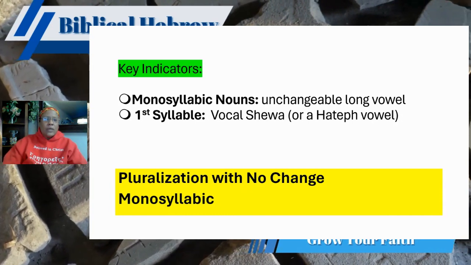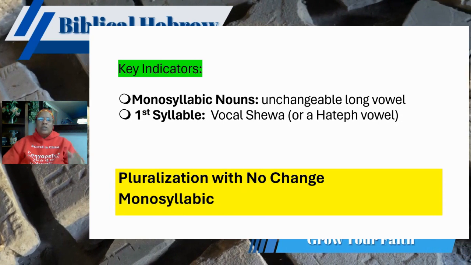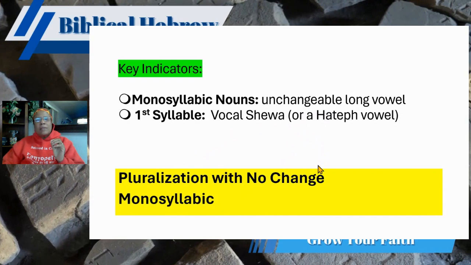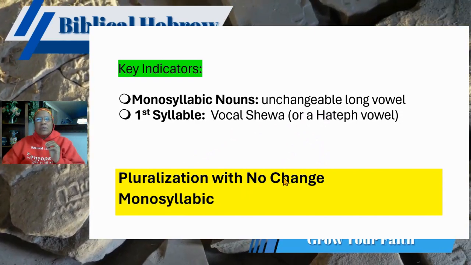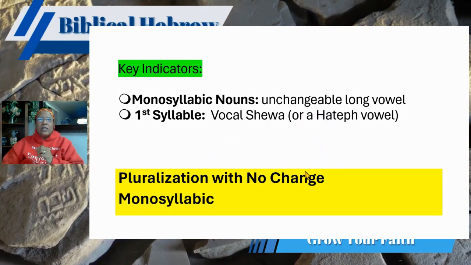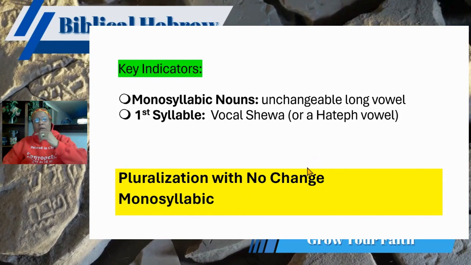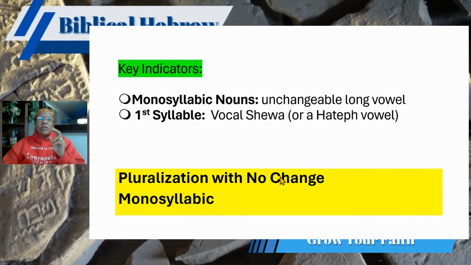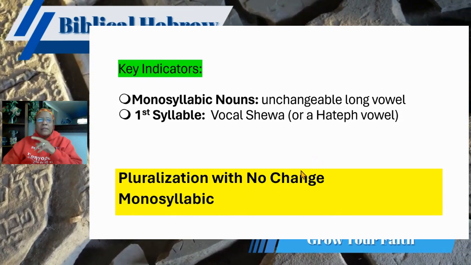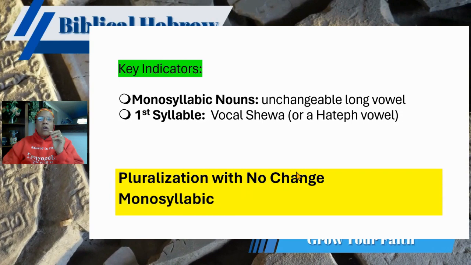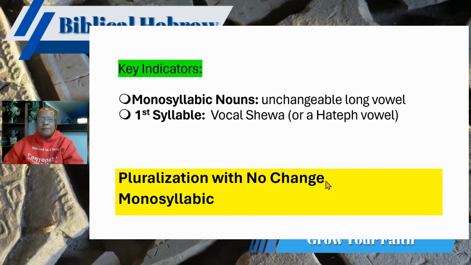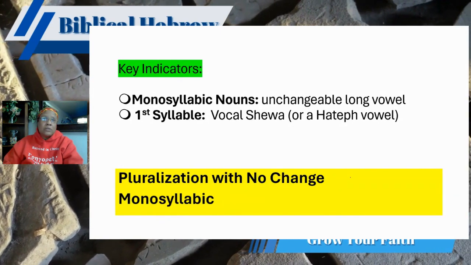As we continue on, I want you to know that this section here is going to talk about the monosyllabic nouns. Those are the nouns that only have one syllable and then it has an unchangeable vowel. In the next one, we're going to talk about two syllables where the first syllable has a vocal schwa or a hetef, as well as a long unchangeable vowel in the second syllable, or the tone syllable.